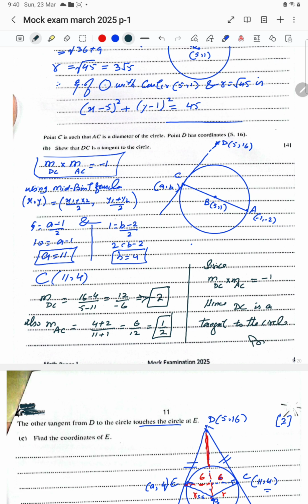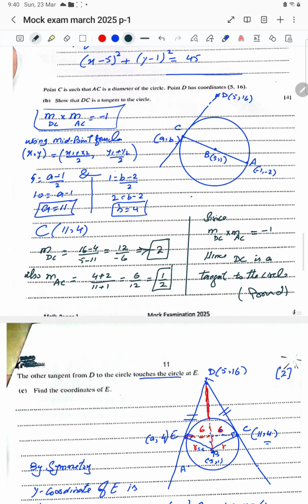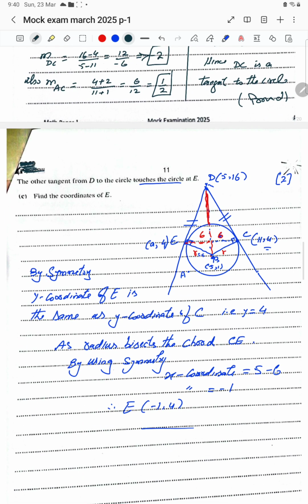So we have proved it. Okay, fine. Next, question of C. Here, I wrote this. This is a 2 marks question. Simple case of symmetry. The y coordinate of E is what we have to find.